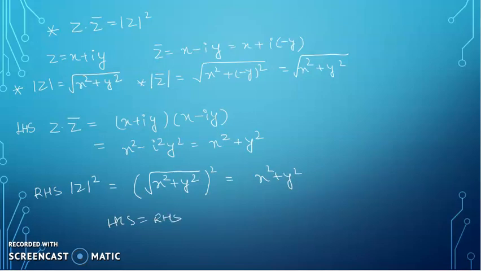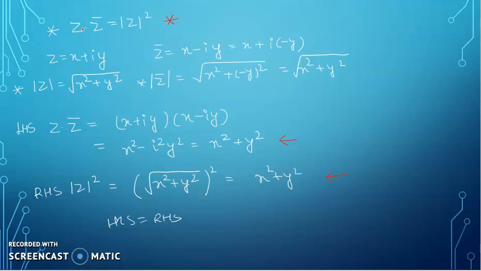Let me change the ink, it will be easy for you to differentiate. See this: z into conjugate of z is equal to mod z whole square. This is what we have proved. Can you see, students? It is easy. Any complex number multiplied by its conjugate will give me x square plus y square, which is equal to mod z whole square. What is the value of mod z? Square root of x square plus y square. Now you take the square of this, so the square root will vanish, so x square plus y square. This is what we are getting.